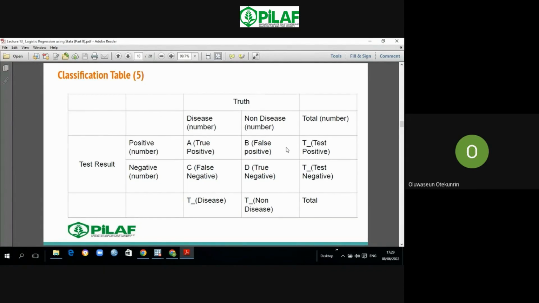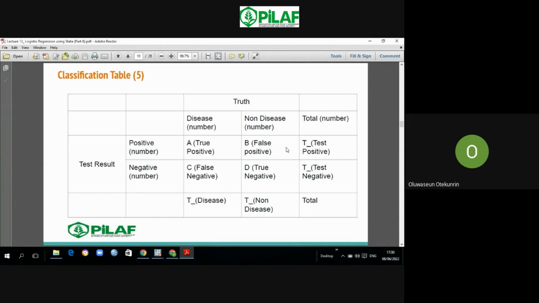Look at cell C. Cell C has false negative. What is false negative? You have false negative when you have a negative test result when the disease that it has been tested for is actually present. Disease is present, but the test is saying it is not present. That is false negative. So what are we looking at? You have your true states, those that have the disease and those that do not, and you have the classification based on test results, those who have positive test results and those who have negative test results.